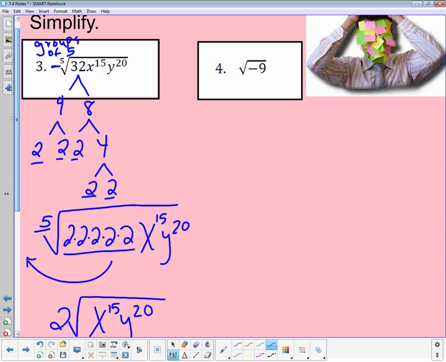And then for our last example, notice that our index is a 2, and because our index is even, and we have a negative number underneath our radical, we know that we have no real solution.